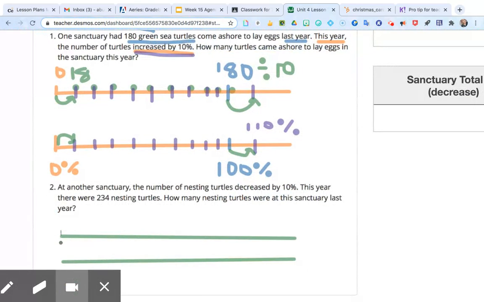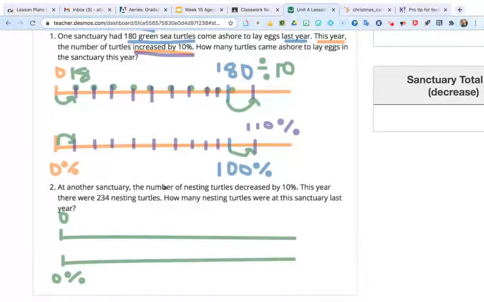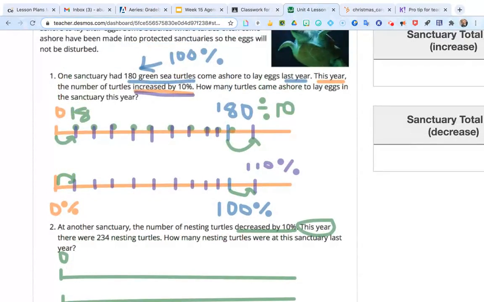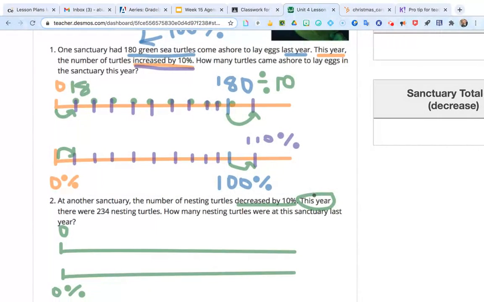Okay. So 0 turtles and 0%. So percents are on the bottom. There are 2 different things. This time it says, at another sanctuary, the number of turtles decreased by 10% this year. So last time they said last year. This time they said this year there were 234 turtles. They want to know how many turtles were there last year.